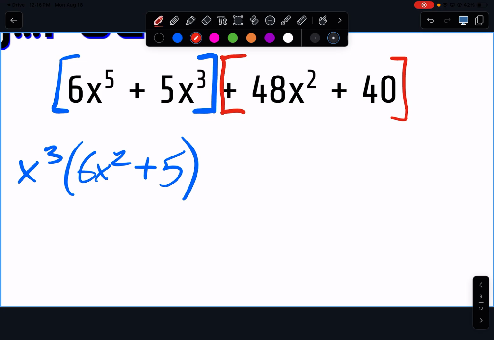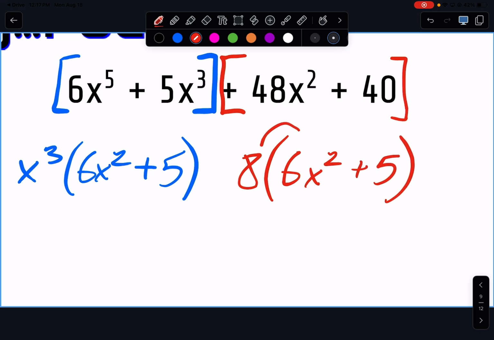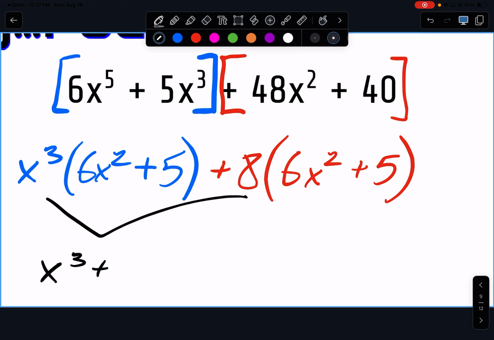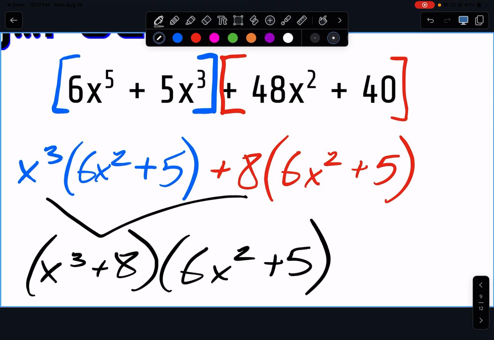So now I go over to the red side. Greatest common factor of 48 and 40. Well, 4 goes into them, right? 2. 8 is our greatest common factor, so it's going to be 8. And then inside, I know that I want to have 6x squared plus 5. Well, 8 times 6 gives me a 48. I want it to be a positive 48. And then 8 times 5 gives me a positive 40. So that's good. So I need it to be a positive 8. Now I combine x cubed plus 8 times 6x squared plus 5.